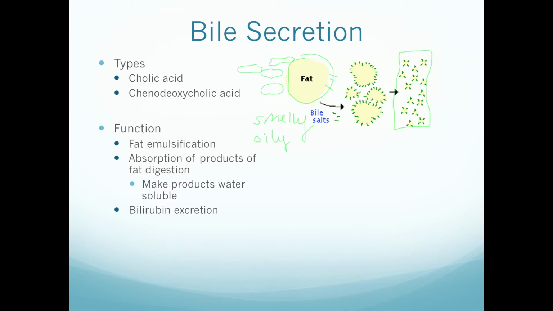And then another very important thing that you can see, because if this doesn't happen, there is a clinical finding, is the excretion of bilirubin. So bilirubin is a breakdown product from red blood cells.